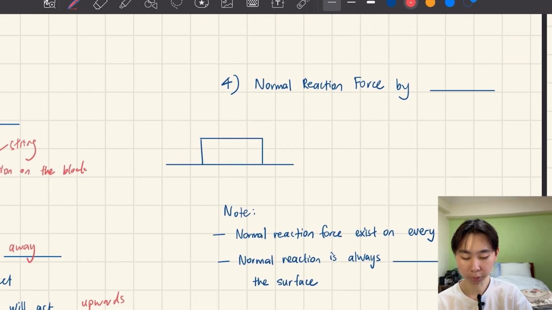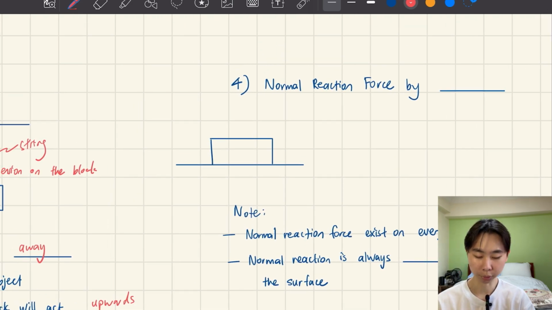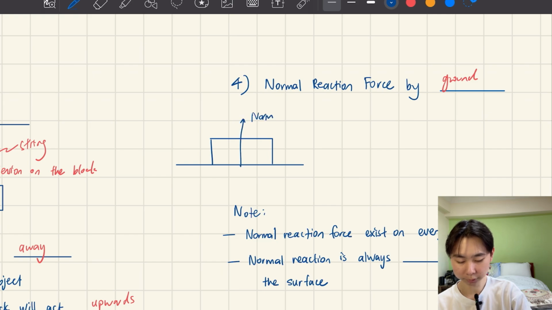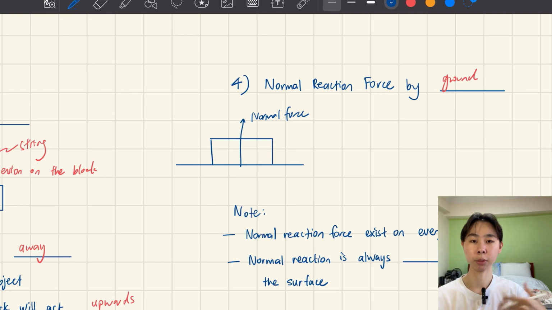Last force that we need to know is normal contact force, or normal reaction force. This is normal reaction force normally by the ground on the block. So let's say I got this ground over here and the block is resting on this ground. What will happen is you will have this force, which is called your normal contact force, exerted on the block.